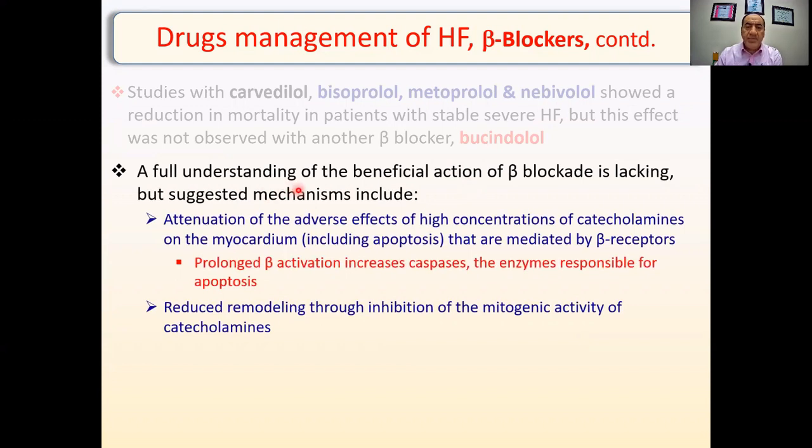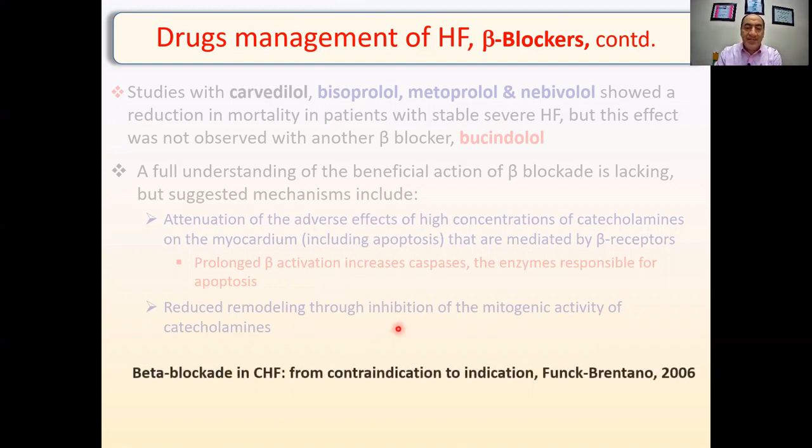But suggested mechanisms include attenuation of the adverse effects of high concentrations of catecholamines on the myocardium, because they induce apoptosis, activating the caspases, the enzymes responsible for induction of apoptosis, because these effects are mediated by beta receptors. If you block beta receptors, catecholamines will not bind to these receptors, so there is no induction of apoptosis. So this is one suggested mechanism. Also, catecholamines can induce remodeling, so beta blockers inhibit the mitogenic activity of catecholamines.